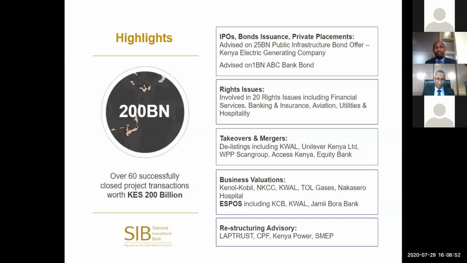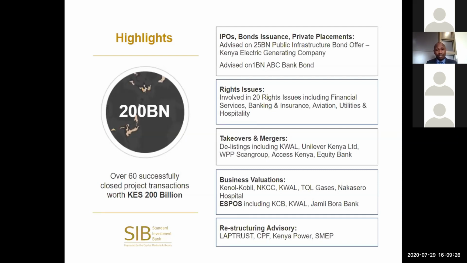Over 200 billion transactional background, over 60 successfully closed project transactions, and these include IPOs. IPOs are initial public offerings. For example, when a company wants to raise additional money, maybe for expansion, maybe they want to expand regionally, they need to raise additional money. So what they do, they sell shares. And that initial offer is called an IPO, the initial public offering.